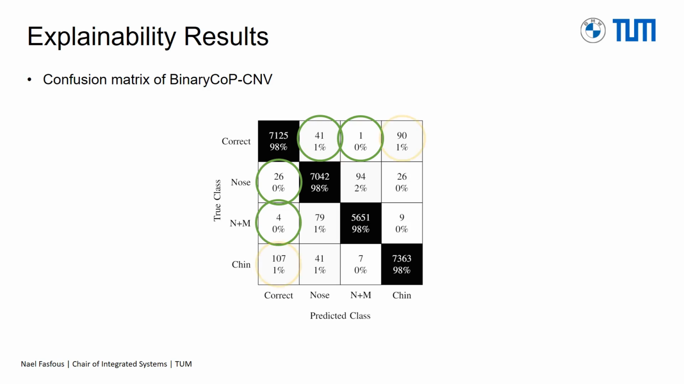Finally, the chin uncovered class is the class which is most often mistaken for a correctly worn mask. This is due to the input image resolution being low and the chin area being too small to detect. This could be improved in the next iterations by increasing the input resolution.